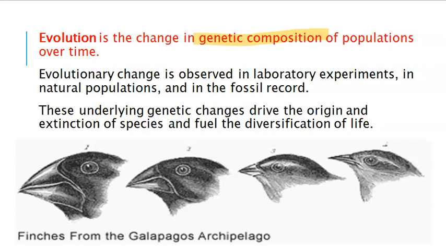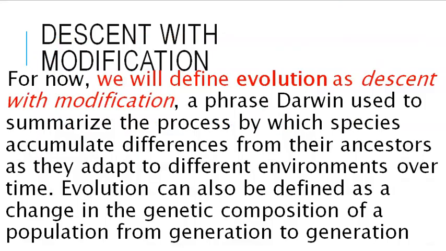The finches from the Galapagos archipelago that Darwin saw. You can see the large beak and small beak and the probing beak and all sorts of stuff like that. And so you can see here that those underlying genetic changes drive the origin of species, right, his book, and the extinction of species. Various things that we've been talking about. So now we will define evolution as descent with modification.